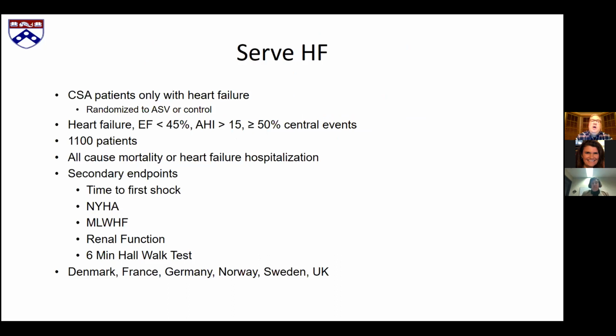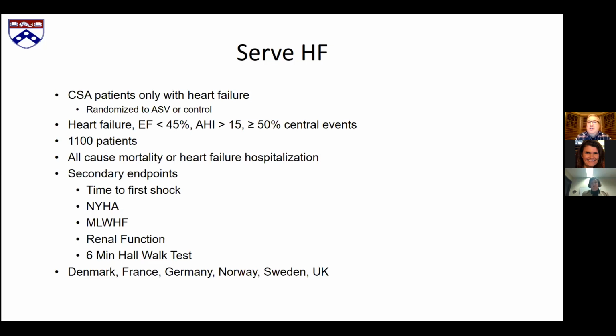This was a clinical trial looking at central sleep apnea patients with heart failure, randomized to Adapto-Servo Ventilation or control. They had to have an ejection fraction less than 45%, and they randomized a lot of patients, 1,100 patients. That's pretty amazing. And again, like CANPAP, they were looking at all-cause mortality or heart failure hospitalization, and then had a series of secondary endpoints.